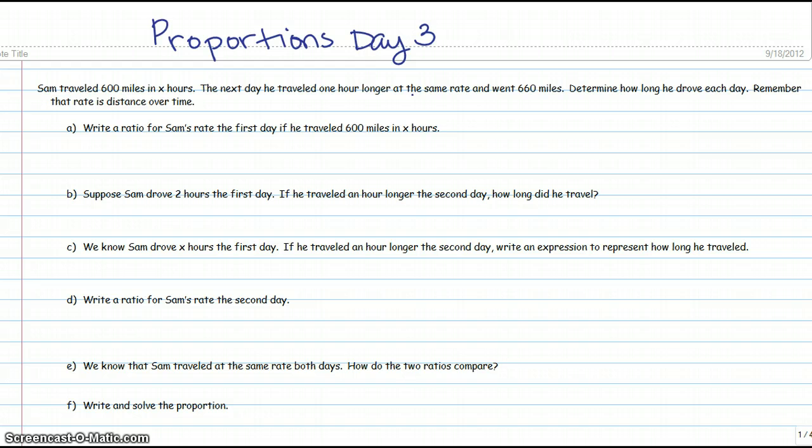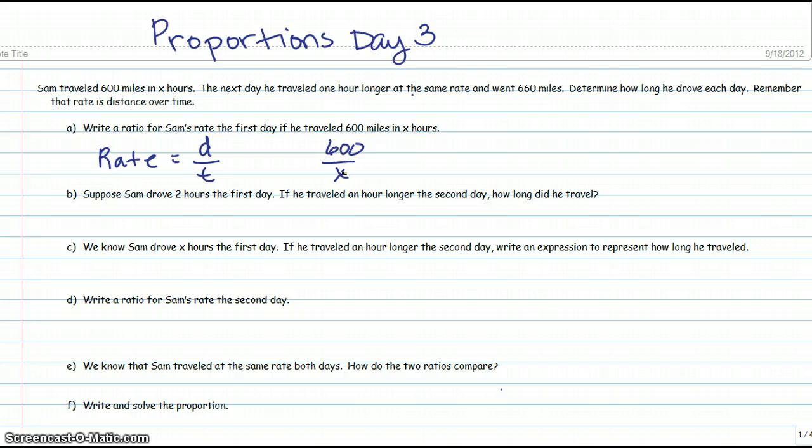Okay, so it first says write a ratio for Sam's rate the first day. He traveled 600 miles in X hours. Well, if rate equals distance over time, then they want us to say that his ratio is 600 over X because he drove 600 miles in X hours.